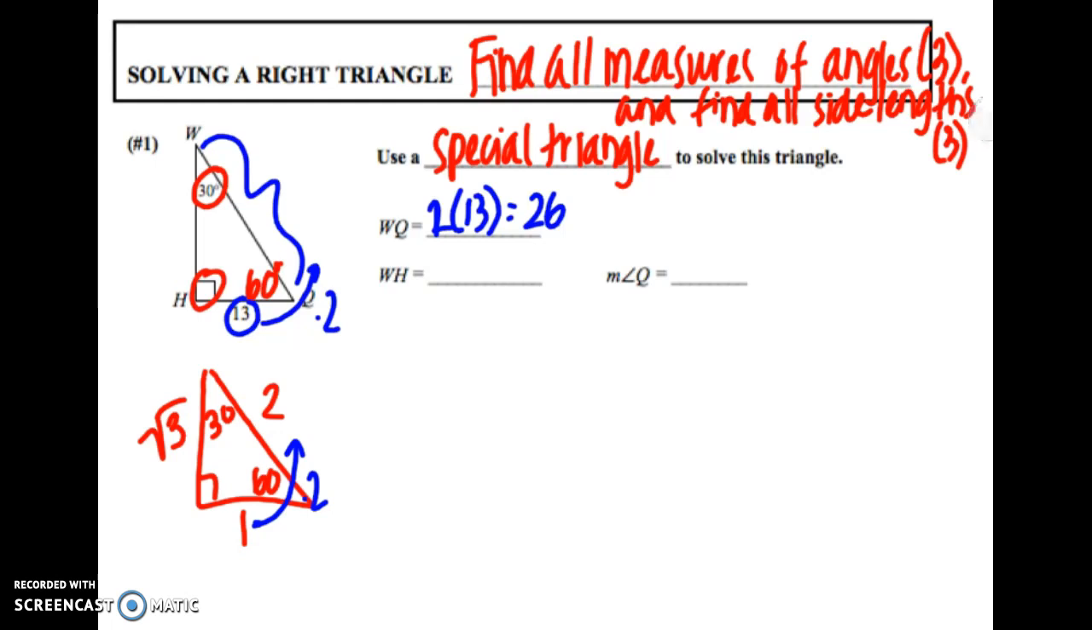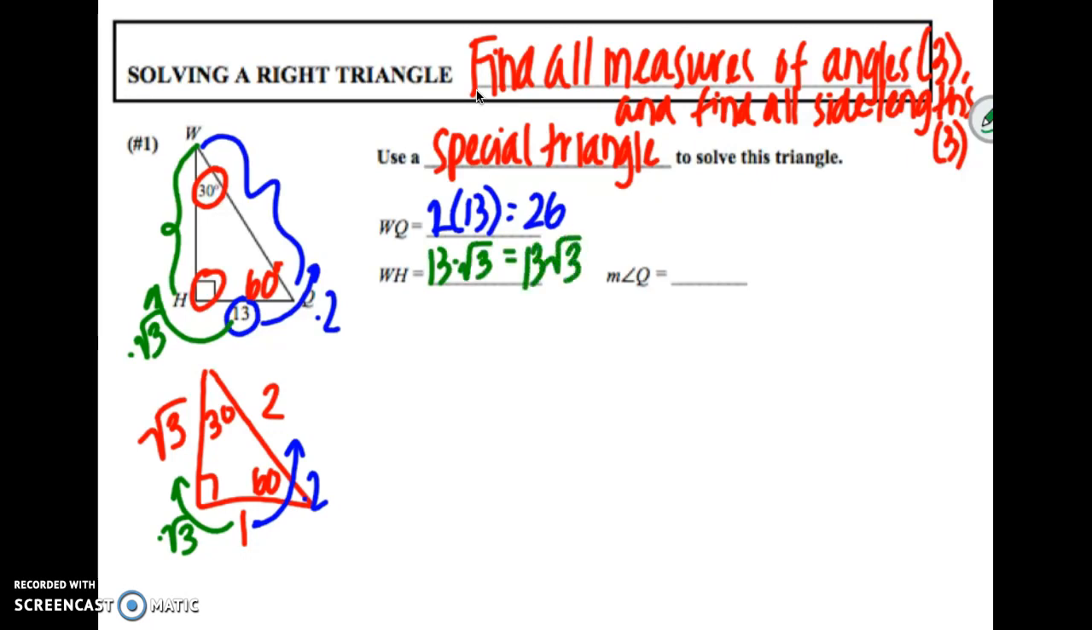To find WH, that's the other side. We know that we multiply by the square root of 3 when crossing the 90-degree angle, so we have to take 13 times the square root of 3, which just gives us an answer of 13 square root of 3. We cannot simplify that any further.